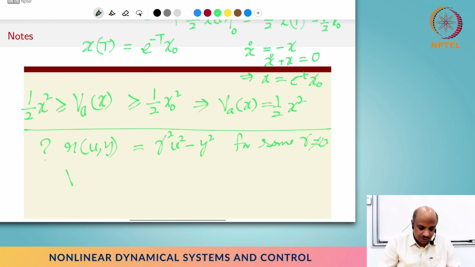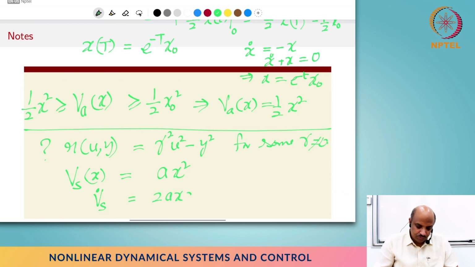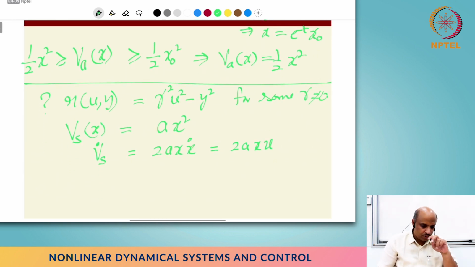Alternatively, since these are linear systems, perhaps we can try a quadratic function, and the most general quadratic function we can think of in this particular case is a x squared, and then see what happens. V_s dot is 2a x x dot, and 2a x x dot is 2a times x u. So what do we know about 2xu?